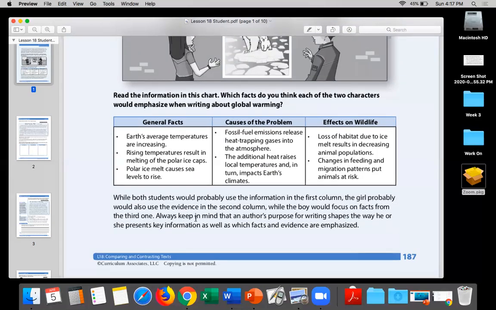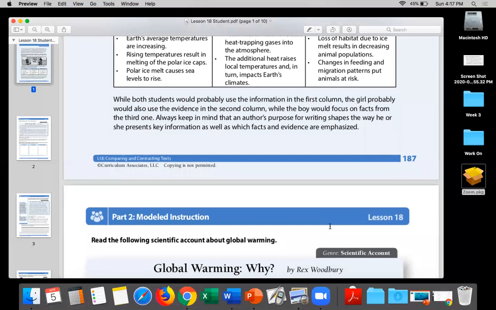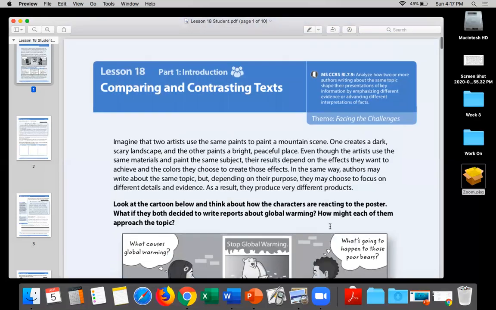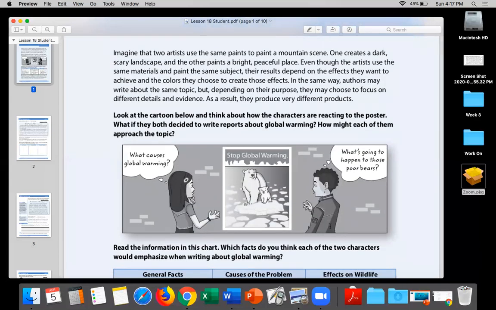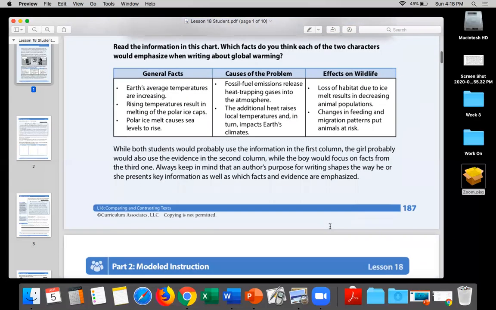All right, always keep in mind that an author's purpose for writing shapes the way he or she presents key information, as well as which facts and evidence are emphasized. So author's purpose is going to be really important when we're comparing and contrasting. Okay, if you need to pause now and take just a second, that's fine. As we shift pages, you are welcome to pause. You're welcome to come back to the video.